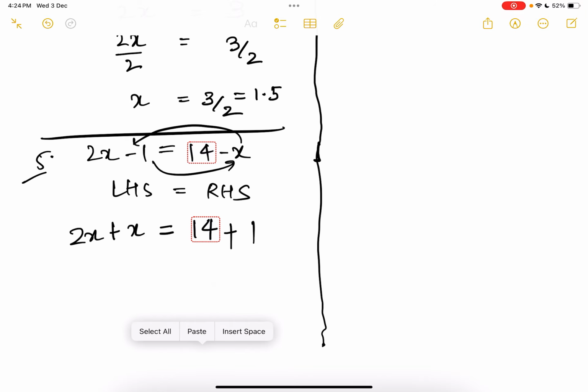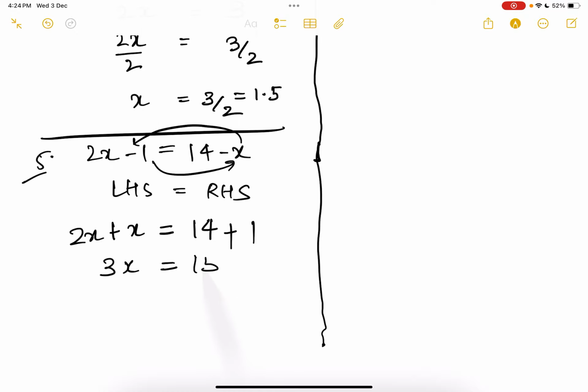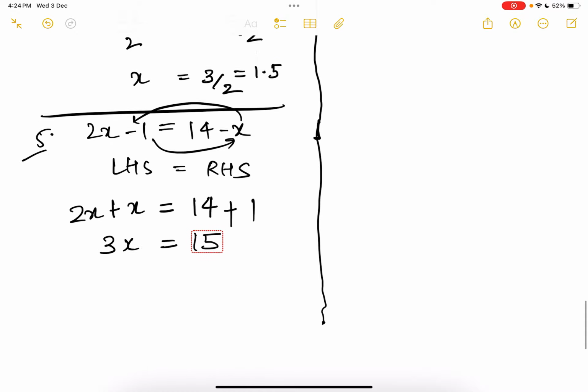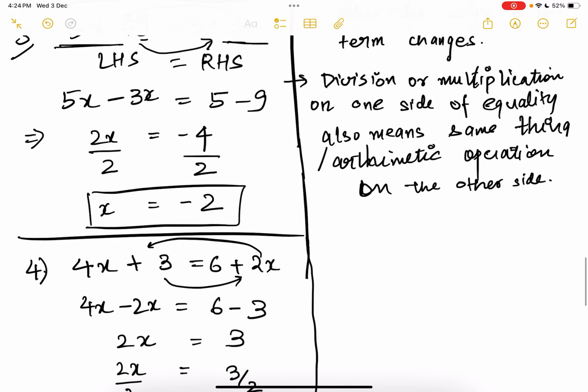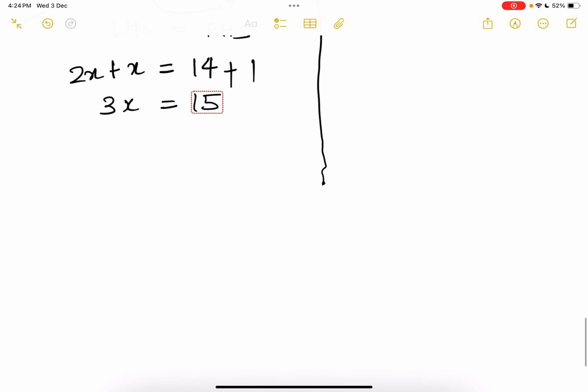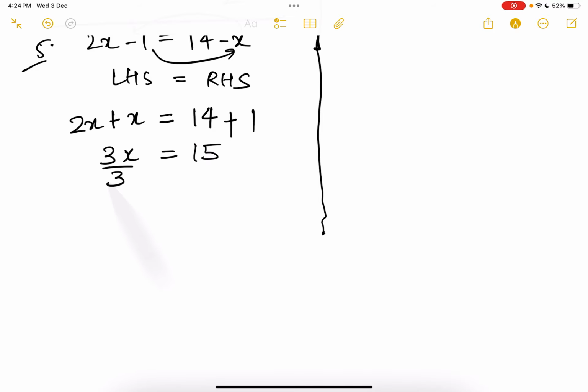See, I just changed the sign. Minus x became plus x. Minus 1 came on this side, became plus 1. Okay, so 2x plus x is 3x, and 14 plus 1 is 15. You have 3x. You will divide it by what number to get x? 3 will be divided by 3, then you will get 1. The same number you need to divide, because you want to have 1x. So by 3, you will get x. 15 by 3 is 5.